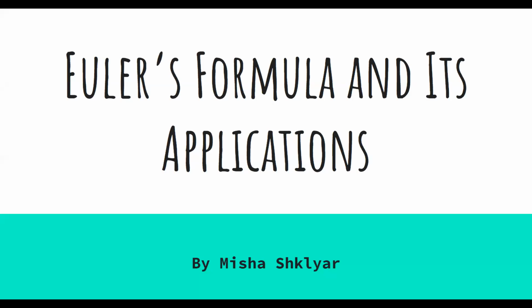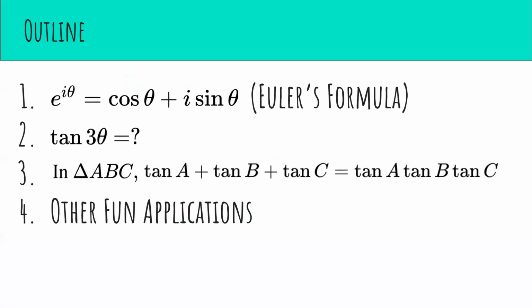In this video, I would like to talk about Euler's formula and two of its amazing applications. We will first prove Euler's formula, then we will use it to derive a formula for the tangents of a triple angle, and then we will prove that in a triangle, the sum of the tangents of the angles is equal to their product. Then I will mention some other cool things that can be proved using Euler's formula.